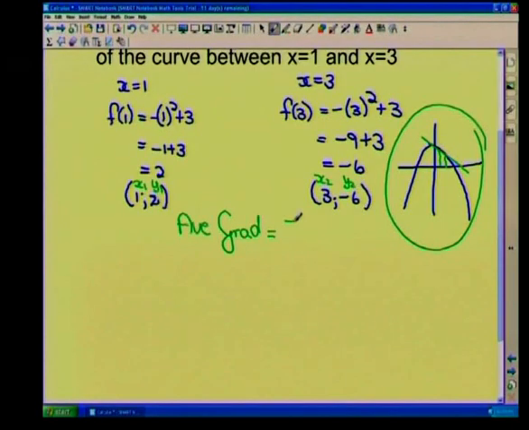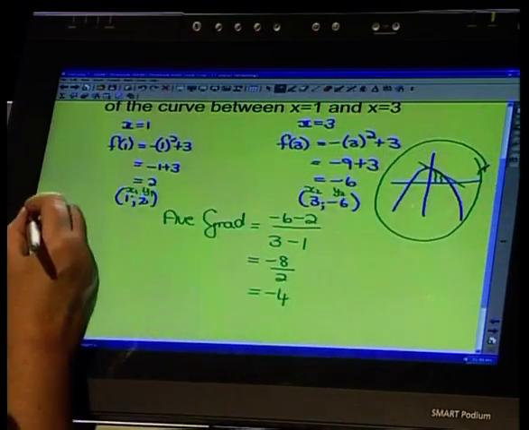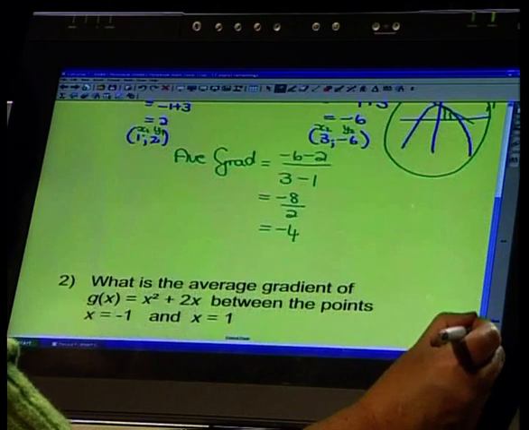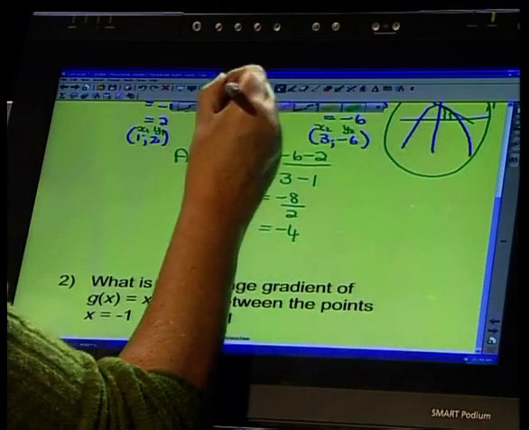So let's go over here. y2 is minus 6 minus 2 over 3 minus 1, which is going to give me minus 8 over 2, which is equal to minus 4. So the average gradient is negative 4. Remember what I said to you. If we look over here, we can see it's going to be a negative. But it's not too important to notice that. Hopefully you're accurate enough as it is, and you won't make any errors. All right, let's have a look at one more.